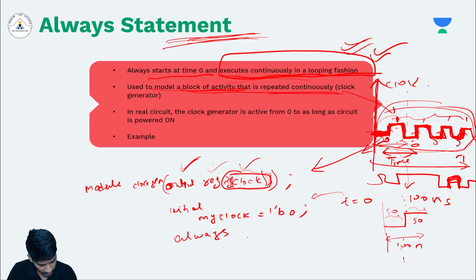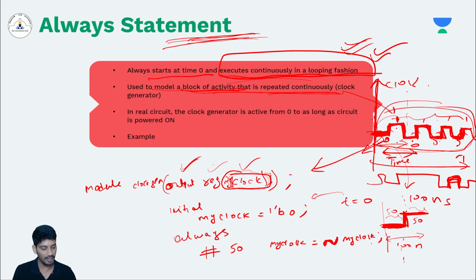So what I am writing is always after how many nanoseconds it should flip? It should flip after 50 nanoseconds. After 50 nanoseconds or 50 time period, my clock should, what is happening after 50 nanoseconds? It should flip or it should invert its data. So inversion of data is represented by using the unary operator tilde. This will do the inversion of the variable my clock.